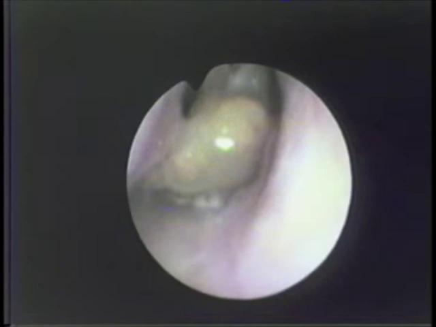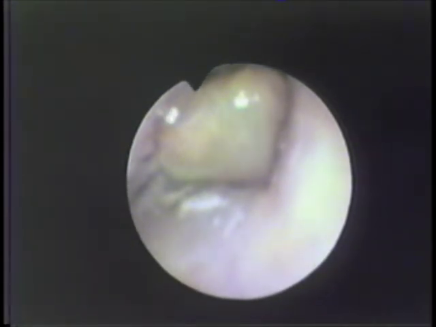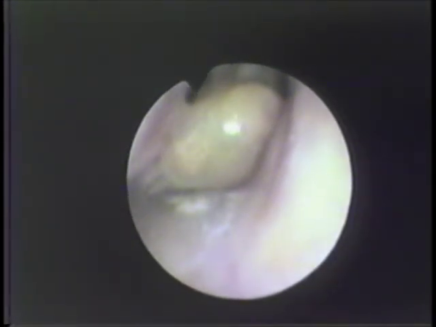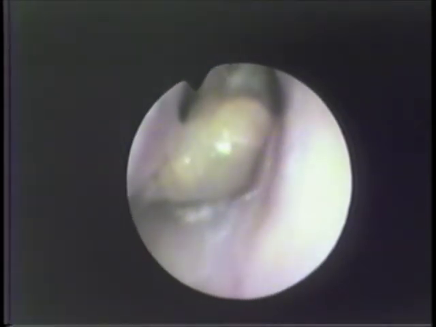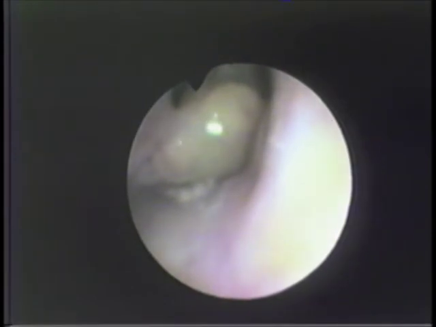Okay, now I want you to take a breath in. Now out again. Try to blow through that nose. Okay. She has a ball valve polypoidal structure which is obstructing the nose, and if that wasn't there, I think she would breathe a lot better.